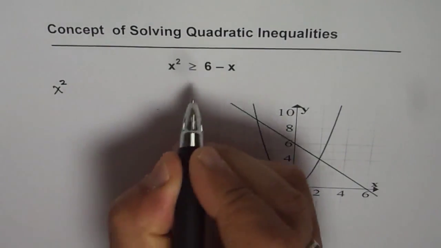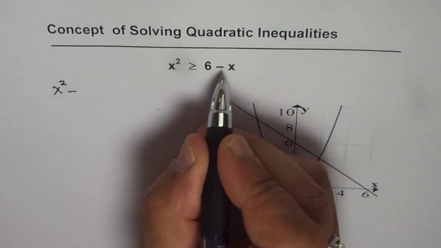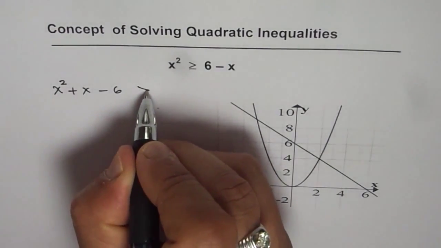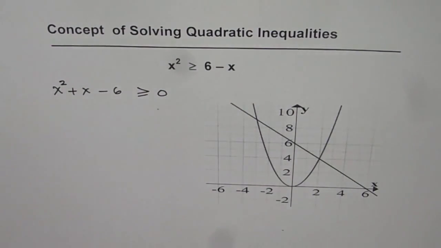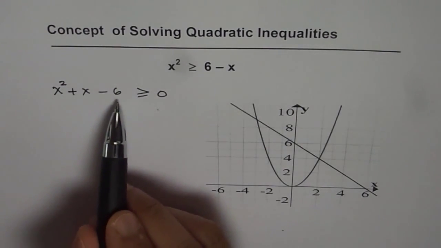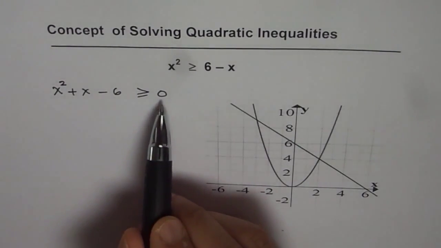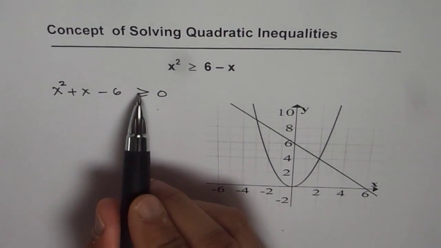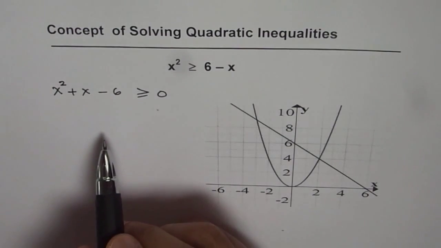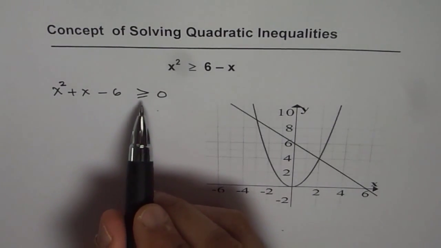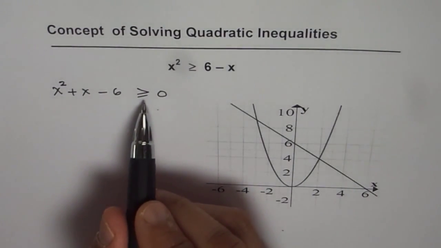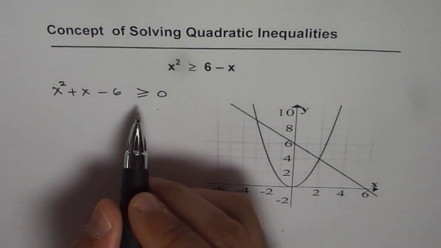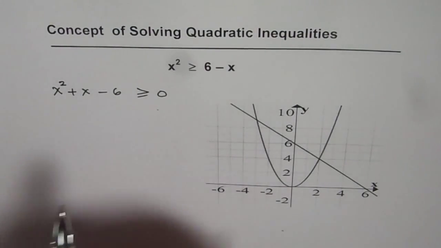So we get x squared plus x minus 6 is greater than or equal to 0, right? So now we have a quadratic expression on the left side and 0 on the right side. The whole idea is, once we have 0 on the right side and we need greater than or equal to, that means part of the solution is the zeros and wherever this graph, or the parabola, is positive, right? So that way it becomes very easy for us to write down the solution.